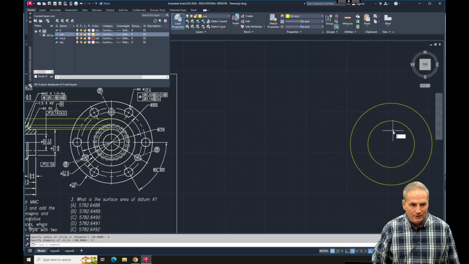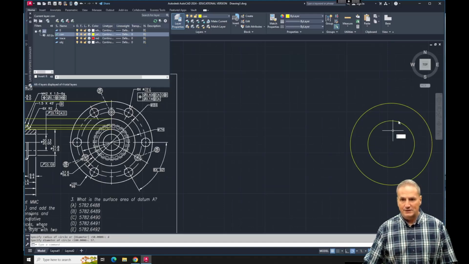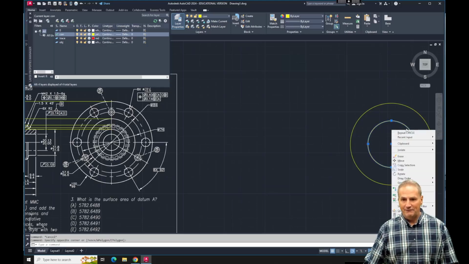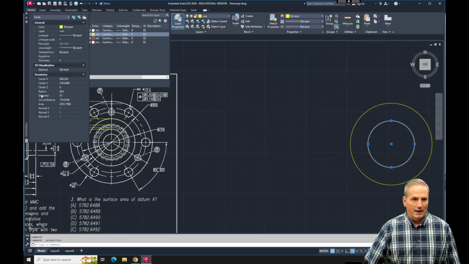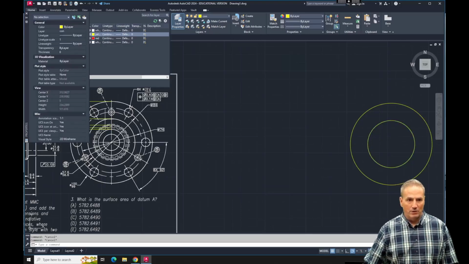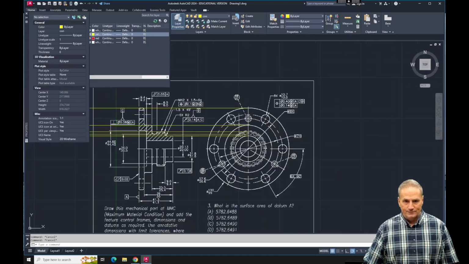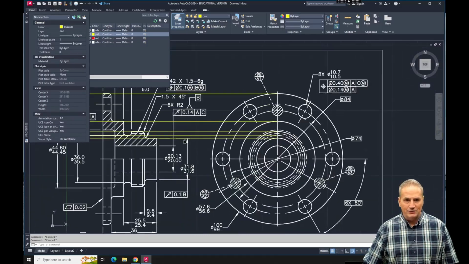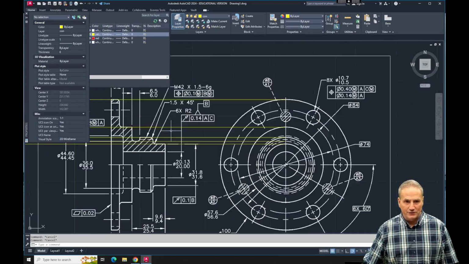So we could do circle, come right here, diameter first, and then 57.6. Did I get that right? I don't know if I did. I didn't. Let's go to properties. I fat fingered it. Diameter 57.6 is what we were looking for. Cool.